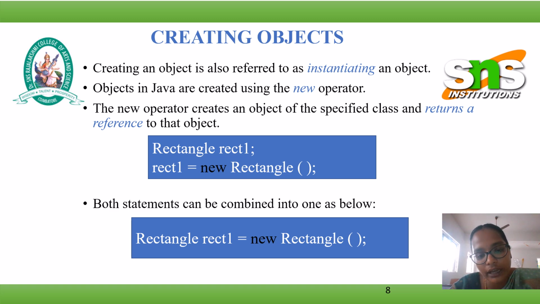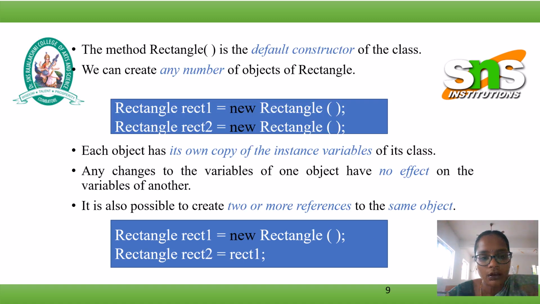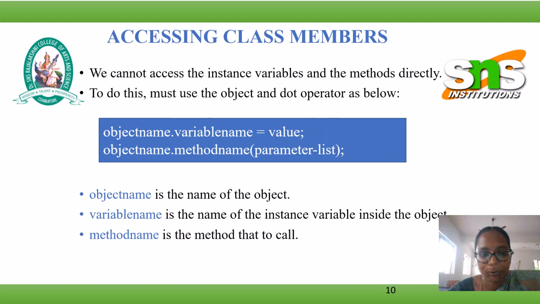I have created a rectangle class, and for that rectangle class I have created an object called rect1. So rect1 equals new Rectangle, which can be written as Rectangle rect1 equals new Rectangle. After creating objects, we can call the methods we have specified inside that rectangle class. For a class, we can create any number of objects. That can be called a default constructor.